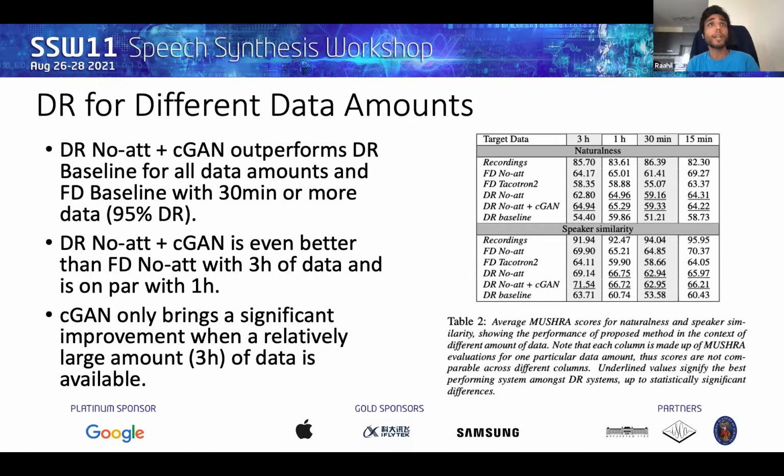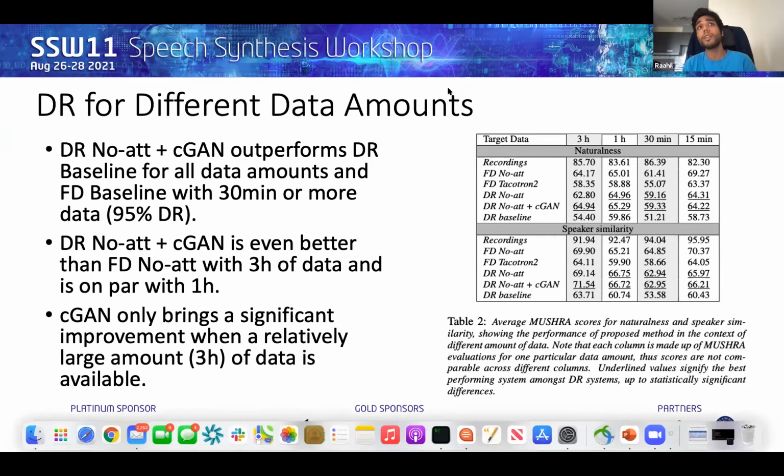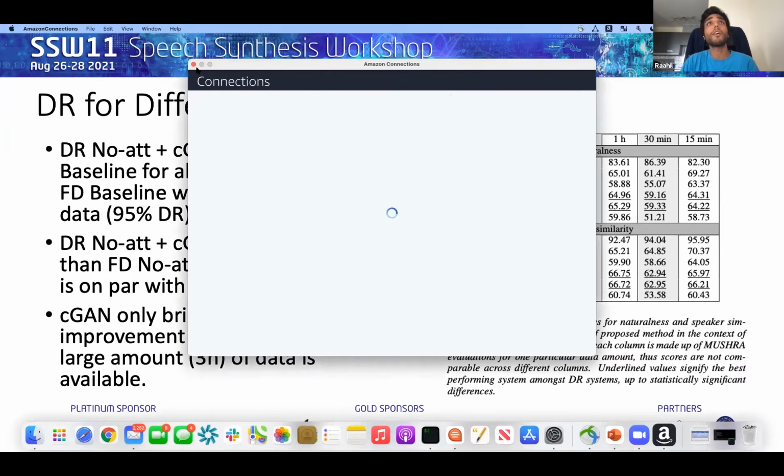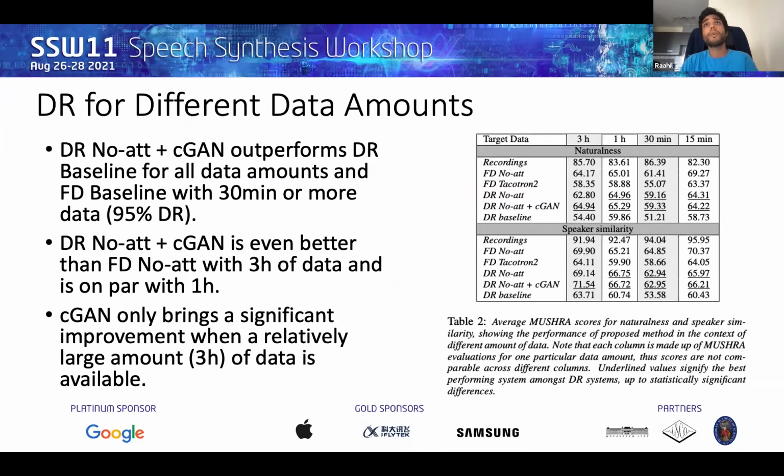We can see that our candidate system is better than even a full data system with the same architecture when we have 1 or more hours of data for our target speaker. And the one limitation that we've noticed is that the conditional GAN fine-tuning seems to only bring an improvement when we have more than 3 hours of target speaker data available.